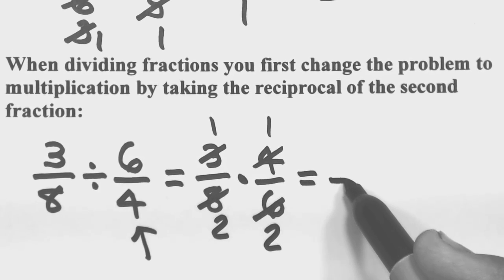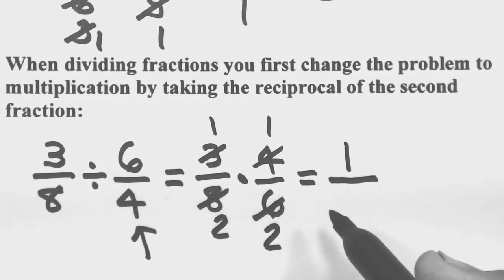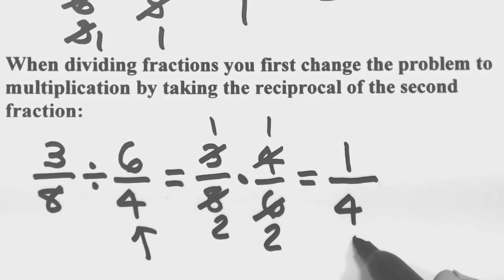So we can go ahead and put our answer together here. 1 times 1 is 1 upstairs. 2 times 2 is 4 downstairs. The answer to this problem, 1/4.